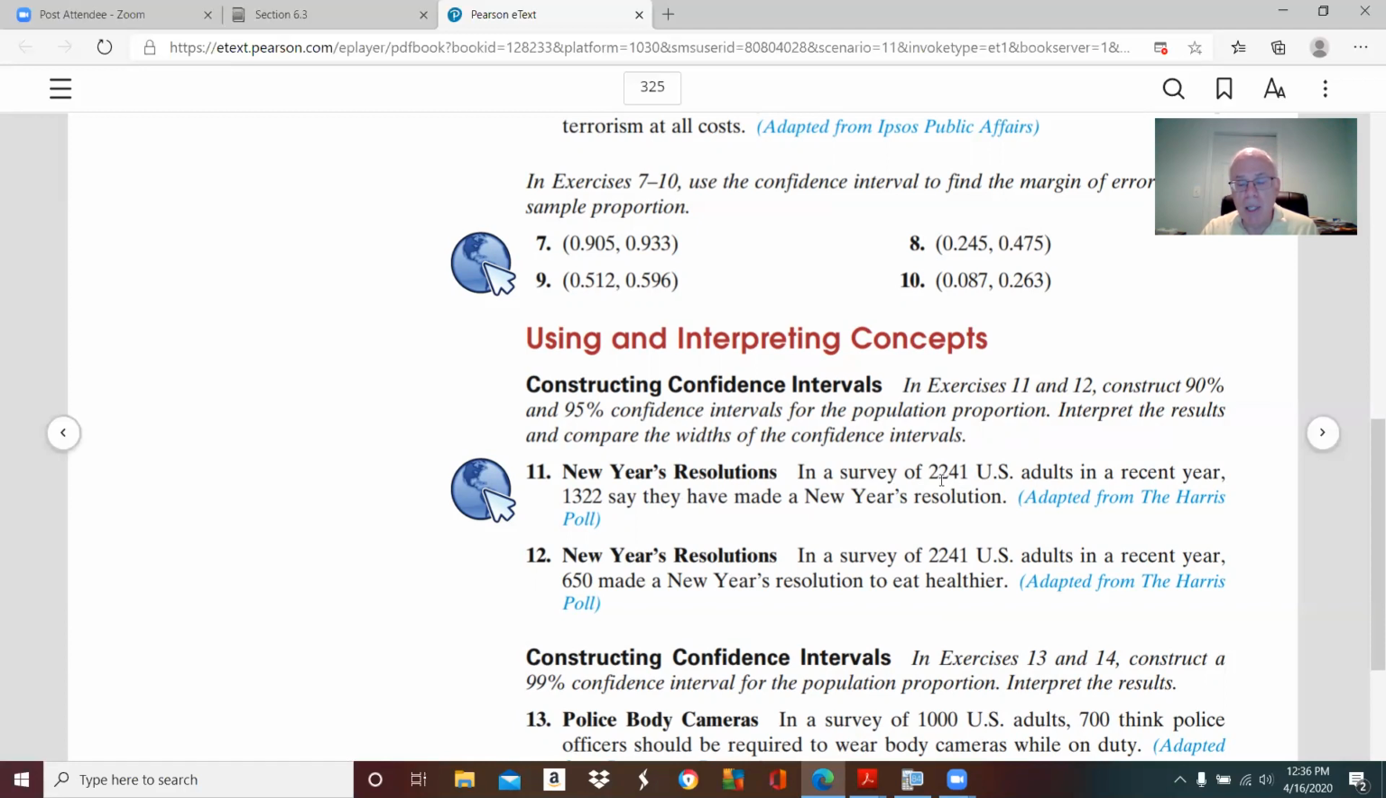So n times p hat and n times 1 minus p hat are much, much larger than 5. If you remember, that was the criteria for determining if we can use the normal distribution for our sampling distribution of p hat. And the answer is yes. Both of those are much larger than 5. All right, so we've established that. Now let's go to how to come up with the confidence interval.